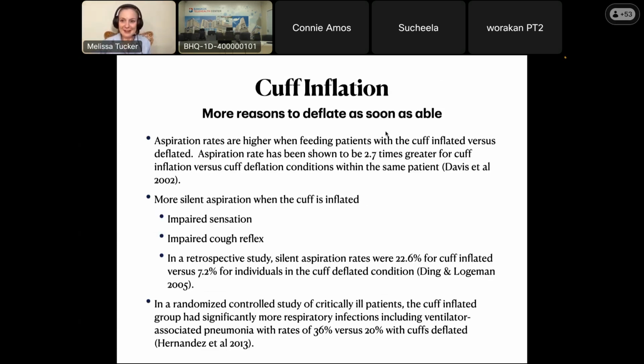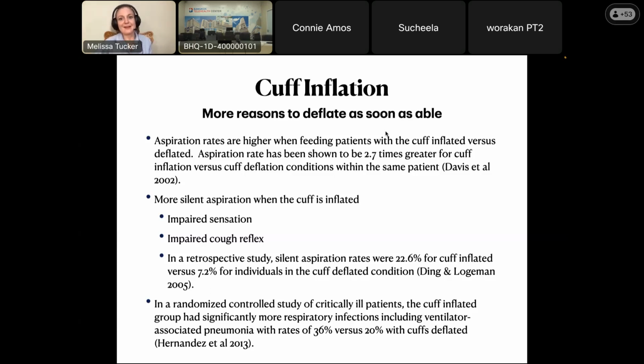Deflating the cuff is an important part of progression for patients with tracheostomy. So patients who require mechanical ventilation must have the cuff inflated most of the time. There's one little caveat there about speaking valves. Typically, patients on mechanical ventilation need the cuff inflated. However, as soon as patients are able to be weaned from mechanical ventilation, deflating the cuff is good.